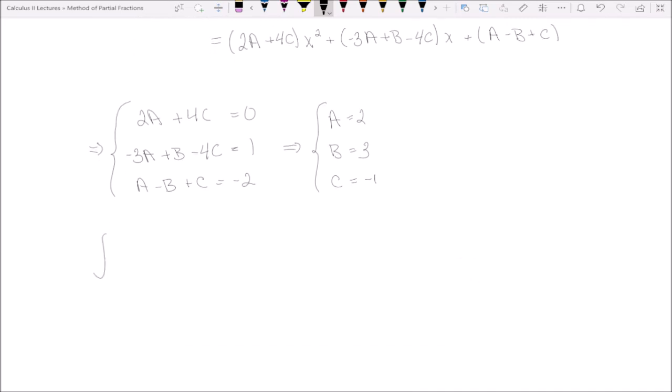All right, so what we can do is now write our antiderivative as the antiderivative of 2 over 2x minus 1, plus 3 over 2x minus 1 squared, minus 1 over x minus 1.